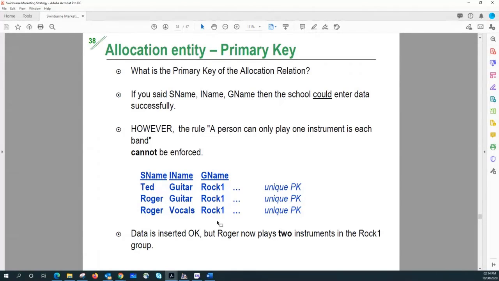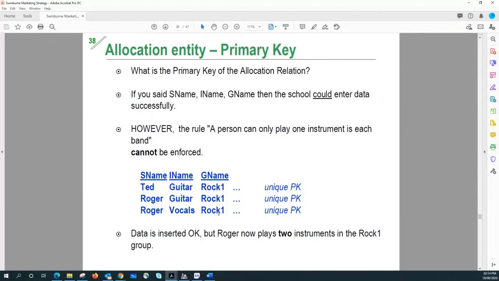Now, for example, if I go through this sample data, Ted is a guitarist in the rock band 1, it is a unique key. Yes, it looks okay. Roger is a guitarist in the rock band 1, yes, it's unique. And Roger is a vocalist in the rock band 1, it's unique, it's okay. But there is a problem. Technically it's correct. But the problem is, we violate the most important business rule. What is the business rule?